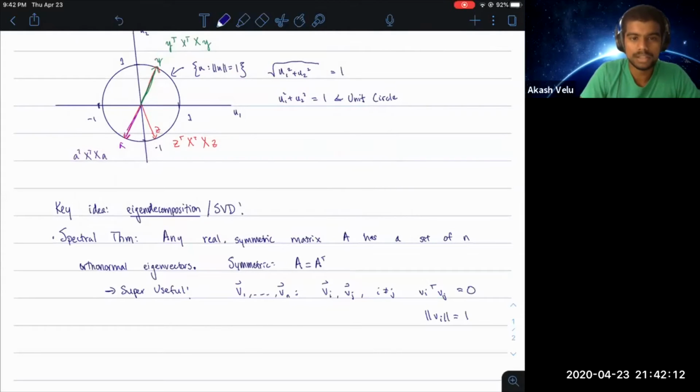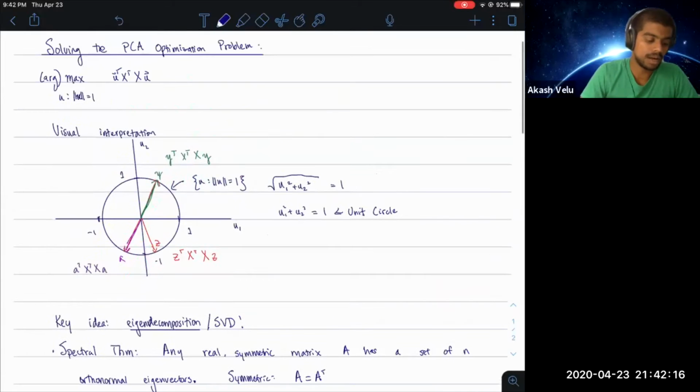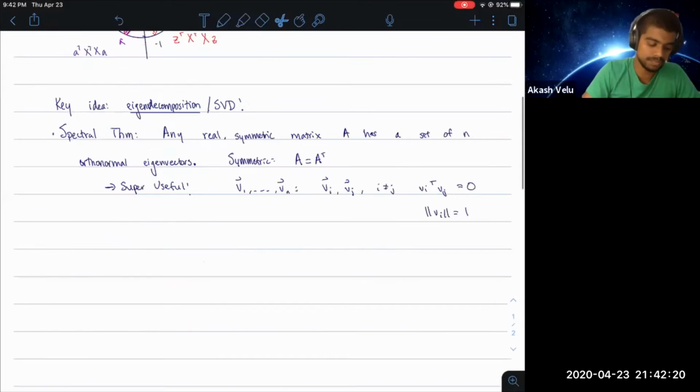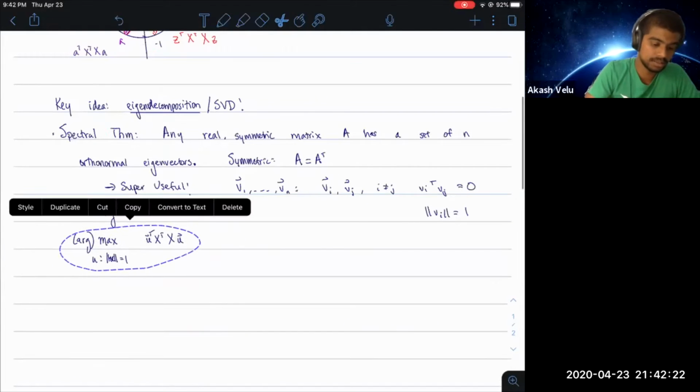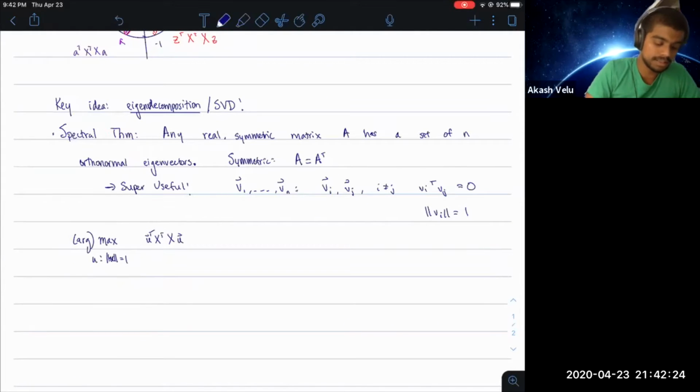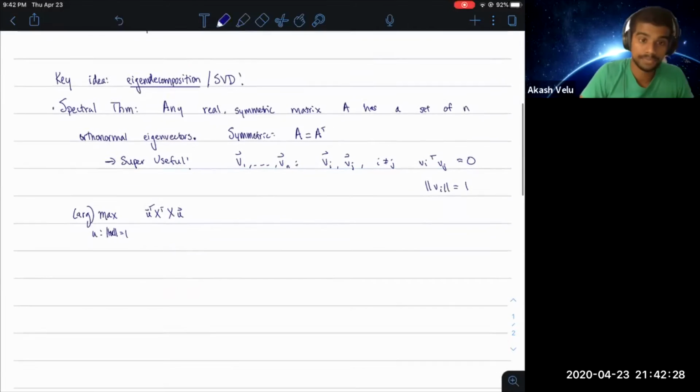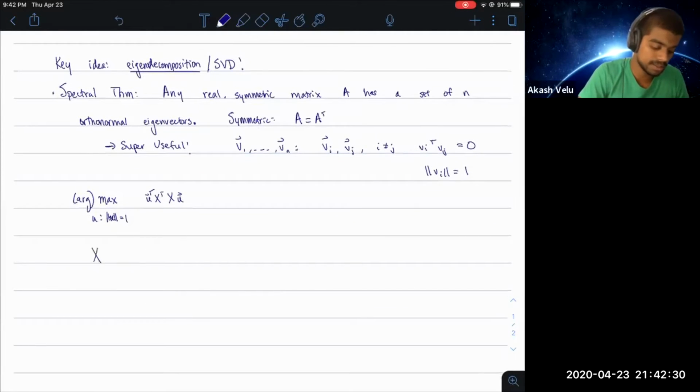So the important matrix that we need to analyze in our optimization problem, which I will rewrite down here, because this is what we're trying to solve, is this matrix right here. So X transpose X is what we're going to analyze first. And let's look at why that is.